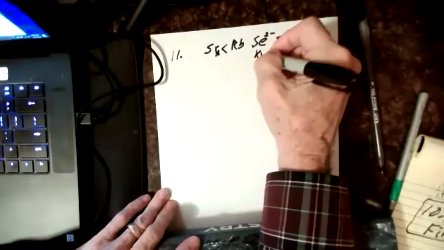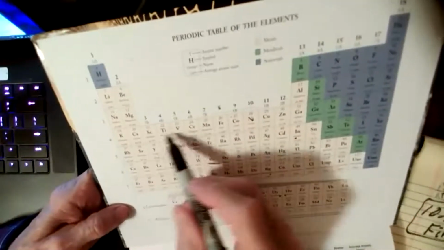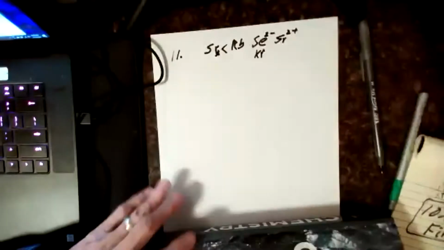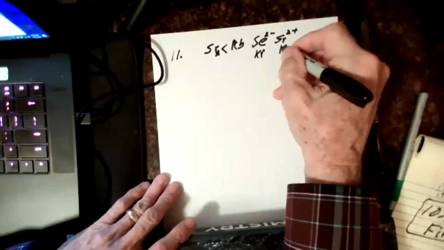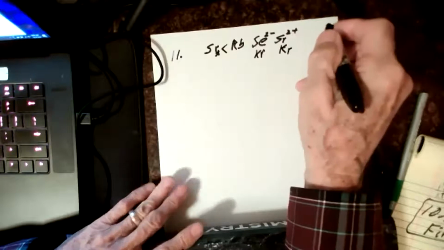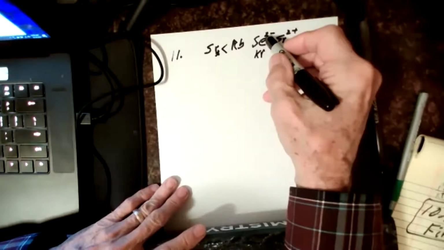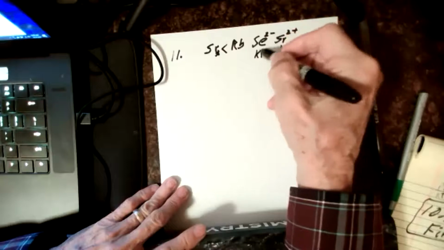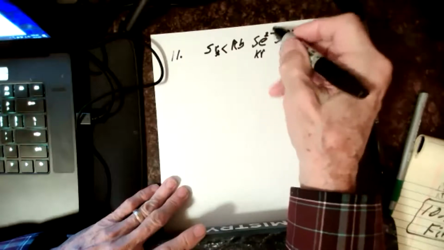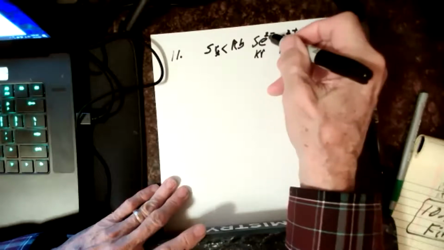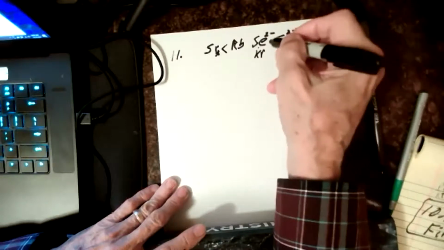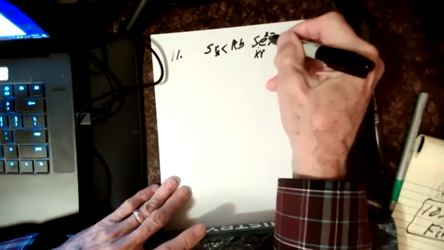Now let's look at the ions. Here's selenium right here. Selenium minus 2 is like krypton. And strontium plus 2 is like krypton. So these are both like krypton, so they're isoelectronic with each other. So the more negative the charge, the bigger they are, because they've got the same number of electrons, but this has fewer protons than this one. So this one is bigger than this one.